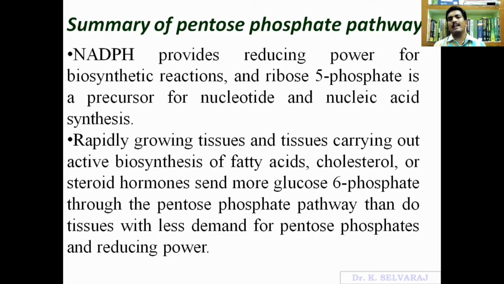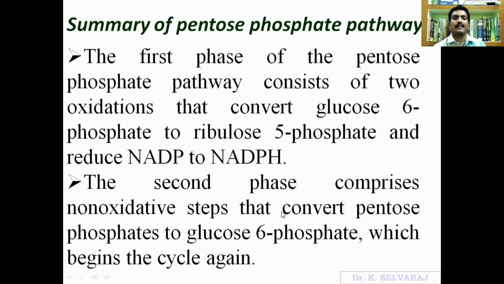In rapidly growing tissues such as the bone marrow cells, these cells need more pentose phosphate, because for the production of RNA and DNA, especially the nucleotides, the pentose phosphate pathway proceeds rapidly.